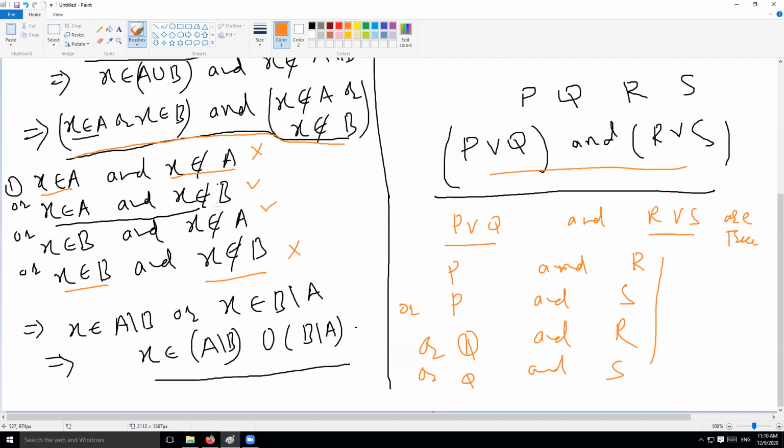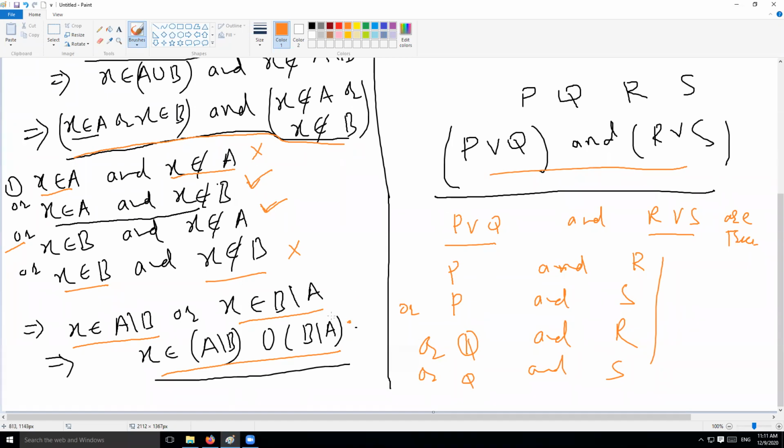So the only things that can be true are that either this statement is true or this statement is true. I have just written it. Now by definition, if X is in A and X is not in B, then that's the definition of X being in A but not in B. Or the second possibility is that X is in B and X is not in A. In other words, X is in B minus A. So if X is in A minus B or X is in B minus A, then X must be in their union. Okay? So this is what it is.